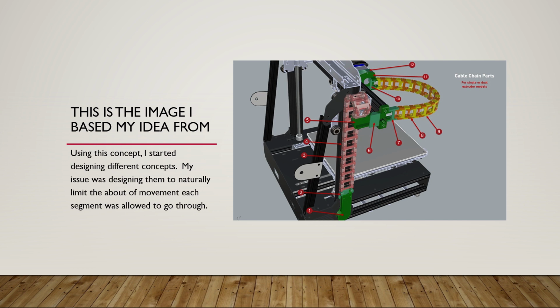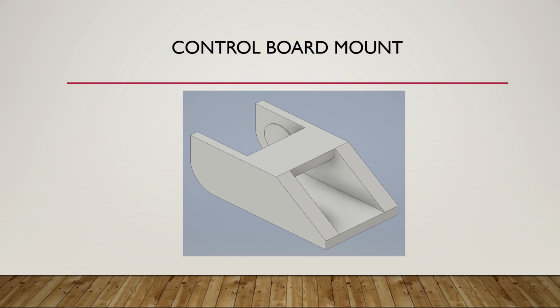This was my first introduction to it. I was doing simple research on how I could improve it, and I came across this image, and I thought it was a brilliant idea, and I wanted to pursue it. So this was my starting concept, and I narrowed it down to essentially three basic components. First one is the control board mount. This piece would not move. It would stay stationary, and the wires would come out of it and go into the control board.